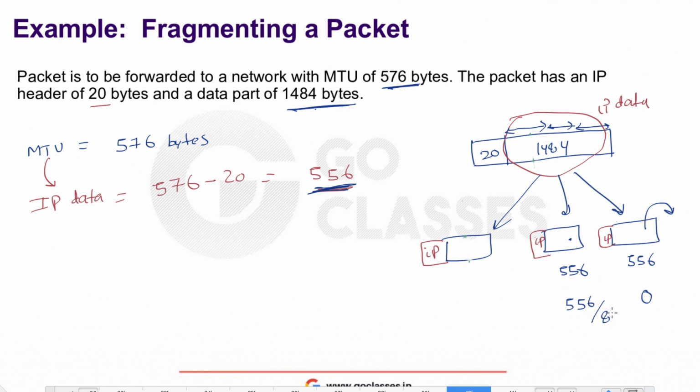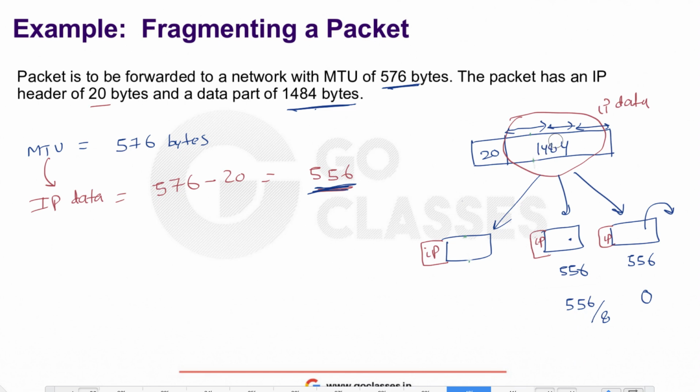divided by 8. If you do that, this 556 is not directly divisible by 8, which means it will be in fractions. So I think this will be 69.5, which is not an integer. So you always need to take care of this: if you cannot divide by 8, then take the lowest possible number just below it which you can divide by 8, which means you should not be having 556, you should be having 552.